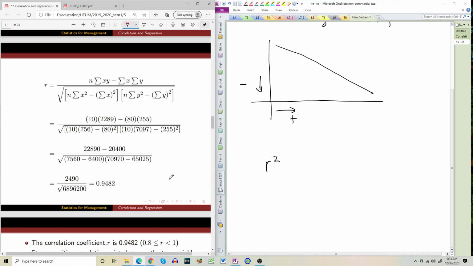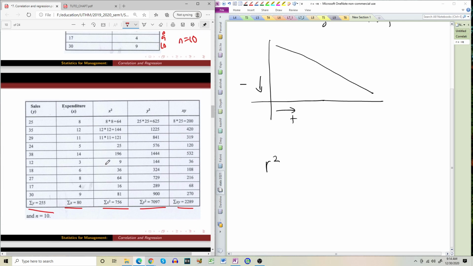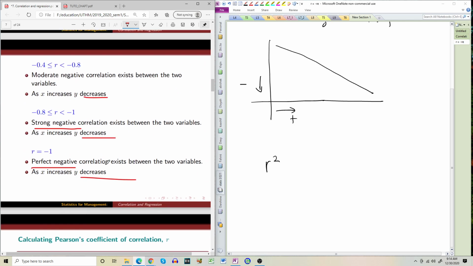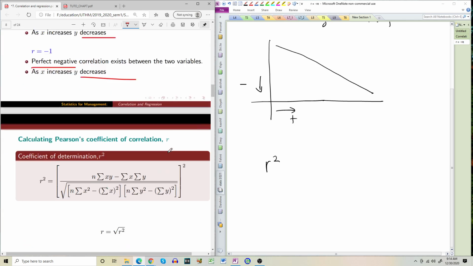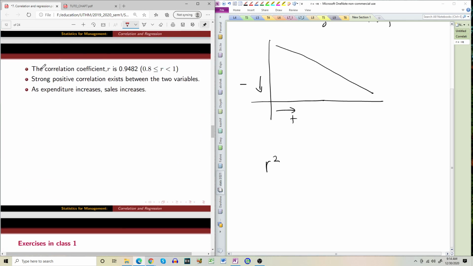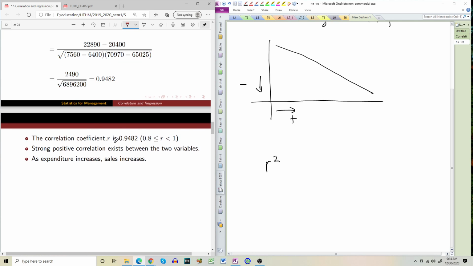Okay, you substitute, you will get 0.9482. Where is it false? 0.9482 is false here. Strong positive correlation between the two variables. So right here, strong correlation, whereby your explanation should be like this: as expenditure increases, sales increases. That's all you have to write.